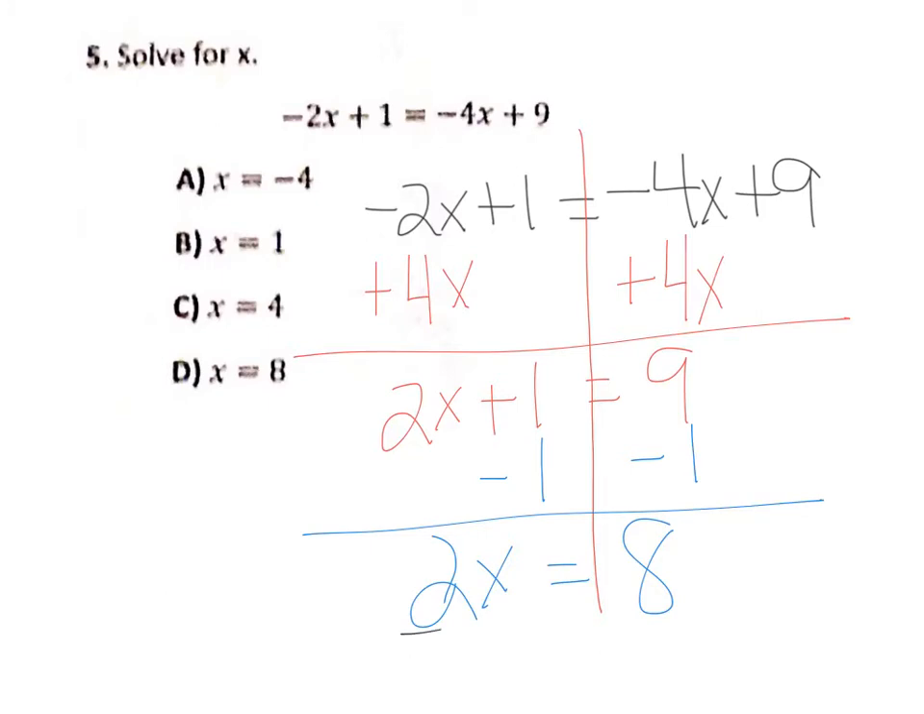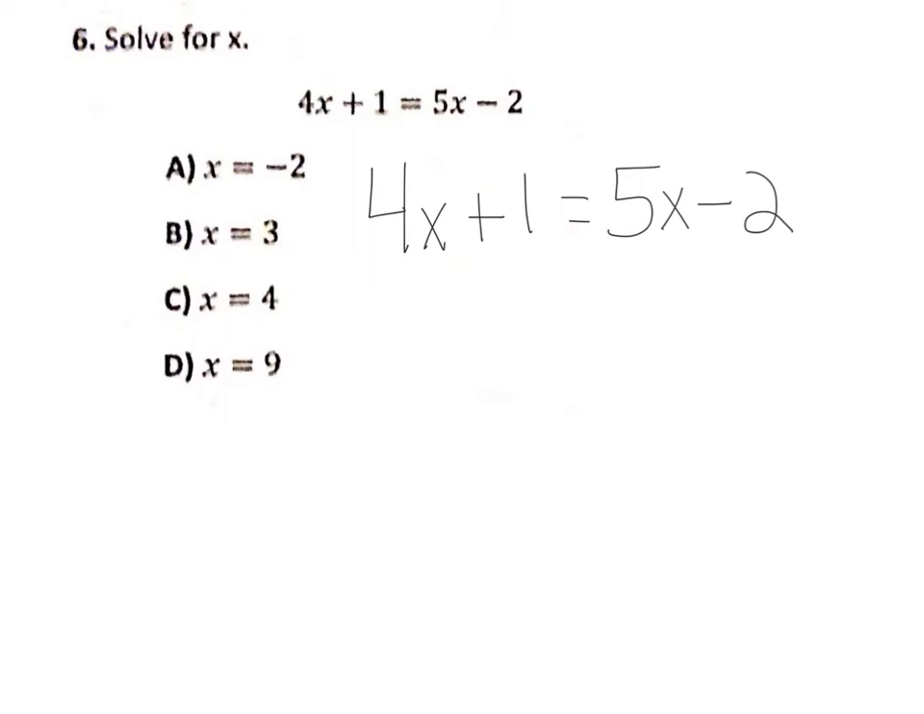And then the last step is divide. Divide by 2. So x equals 4. So the correct answer is x equals 4. Of course, on your test, you should have checked with substitution, and you would find that 4 is the correct answer for number 5. Number 6, same thing.